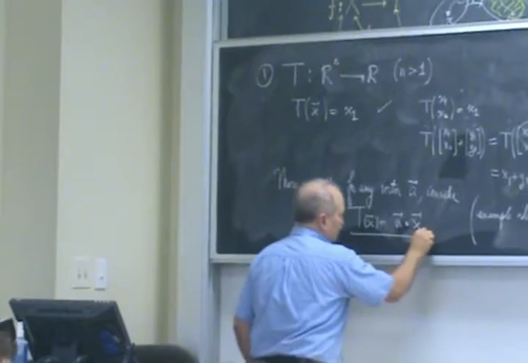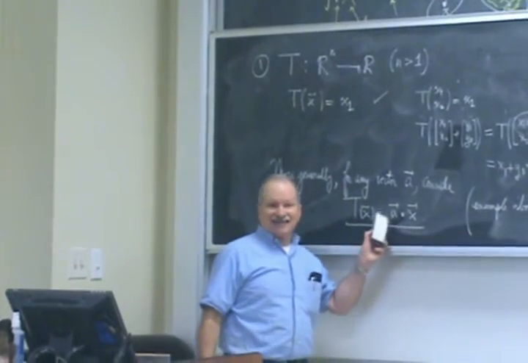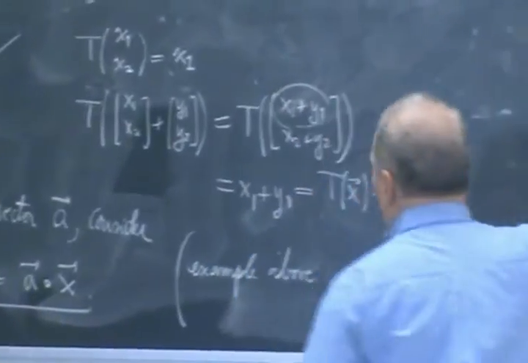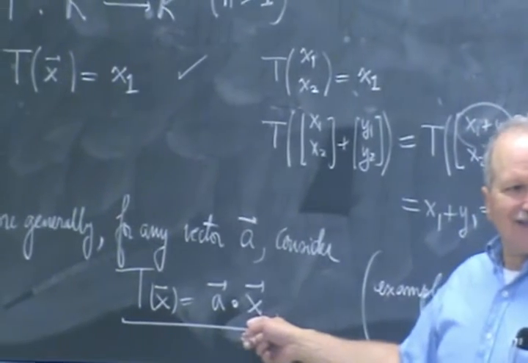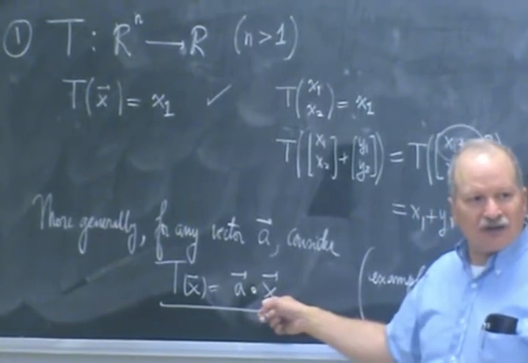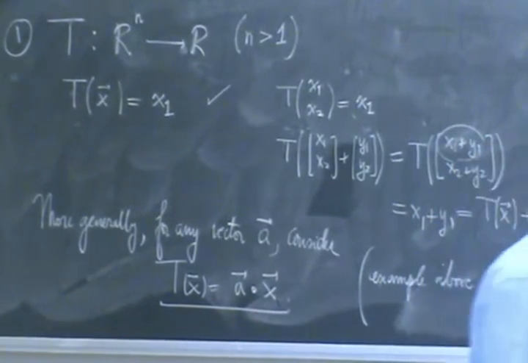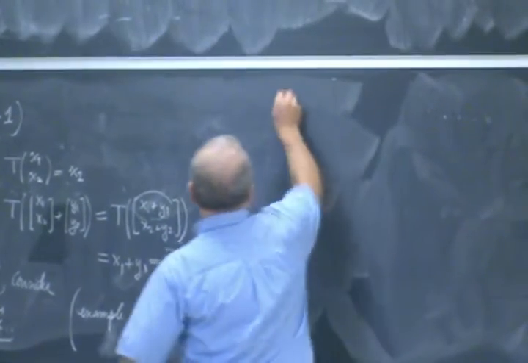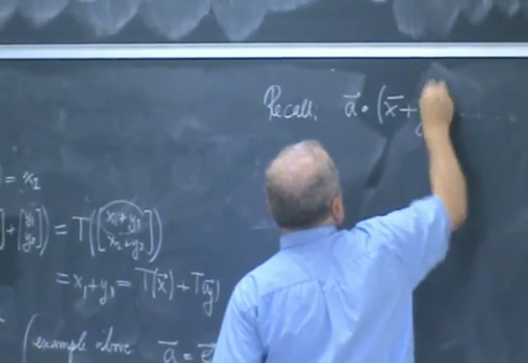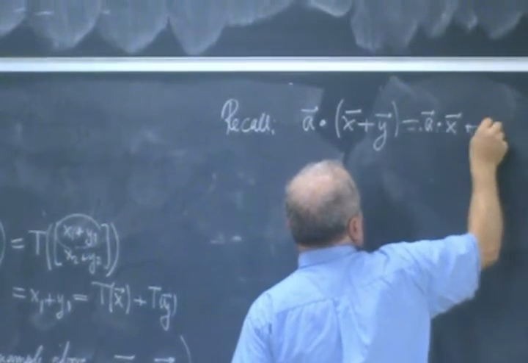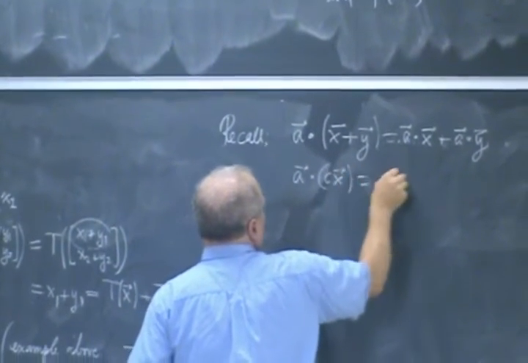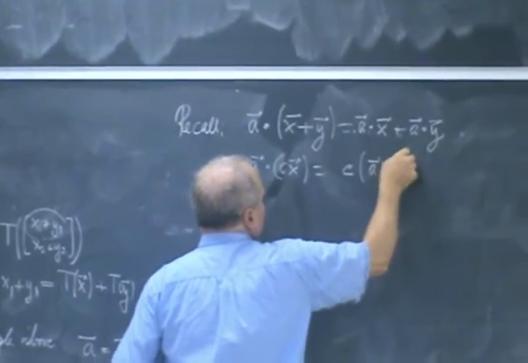All right, so the properties of dot product tell you that this is linear, right? Dotting a vector with a sum is the sum of the dot products, and dotting a vector with a scalar multiple, the scalar pulls out. So I used those yesterday and said how important those were, right? So recall A dot x plus y is A dot x plus A dot y, and A dot cx is c times A dot x.